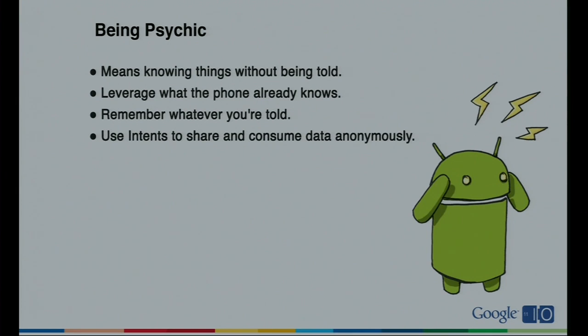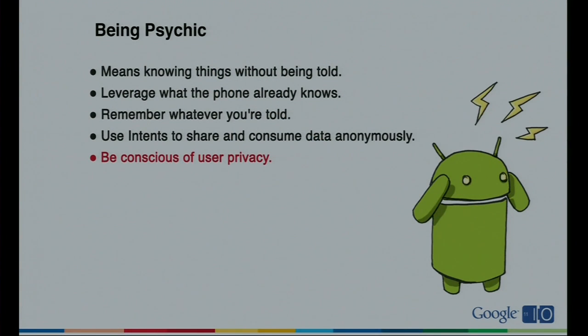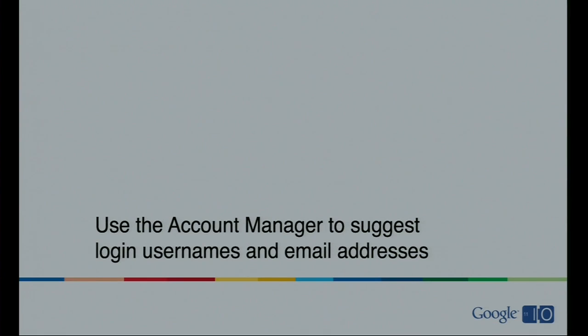Well, before I get into that, I want to point out that a psychic app has the potential of being a very creepy app. And it's very important if you're using this information to be very aware of how this impacts user privacy. You don't want them to go, how did you know that? You want them to be like, oh, great, that's excellent. I don't need to complete this again. So it's really important to make sure that users understand where the data is coming from and how it's getting used. So one of the ways you can do that is using the account manager.